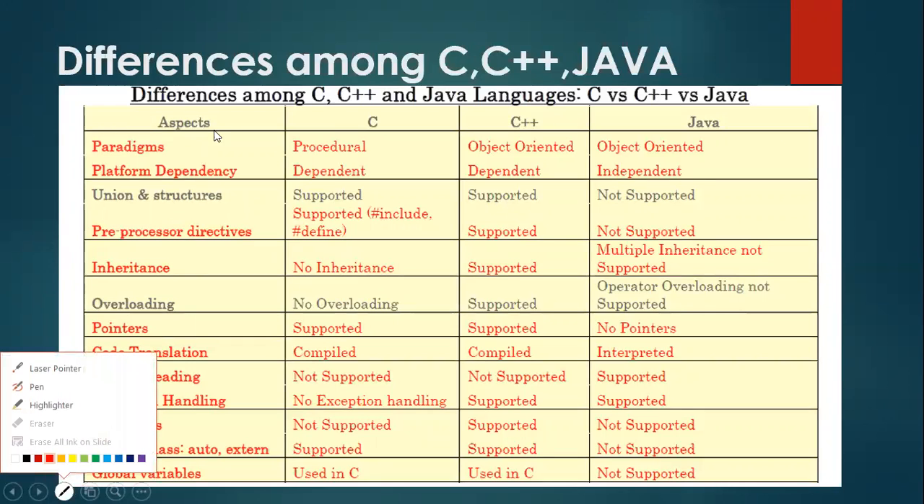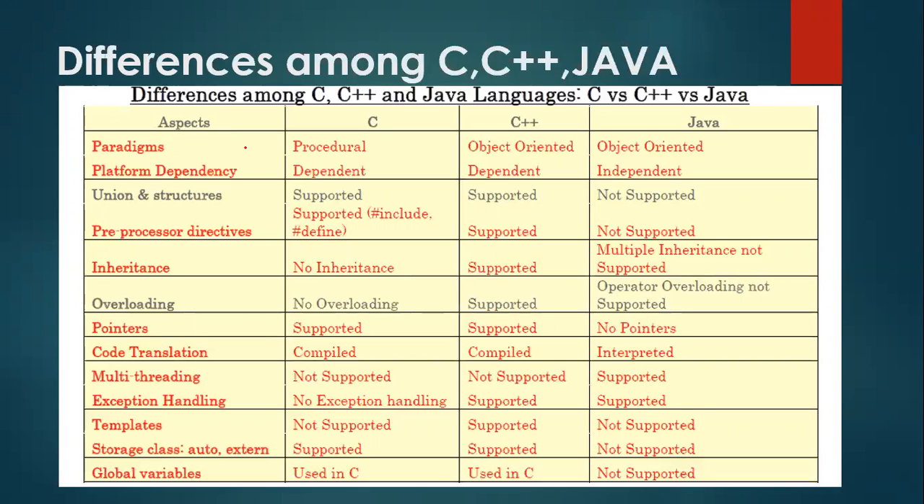Different aspects are shown in the first column of this particular table. Maybe a few aspects are known to you already, but a few maybe are not known to you. But according to those aspects, the differences we will observe now. First of all, the first aspect is paradigm. What is the methodology or design structure of a program in C, C++, and Java?